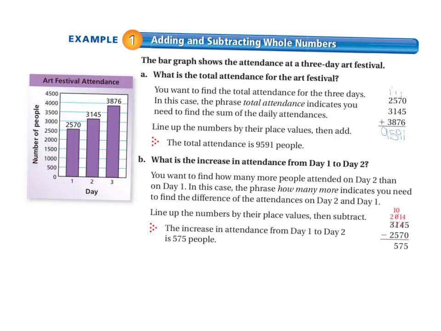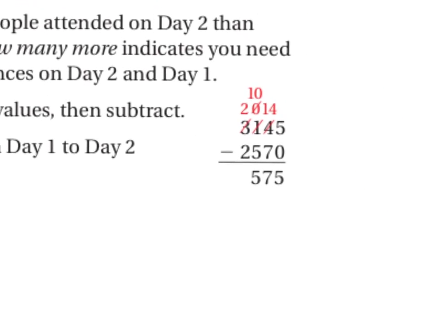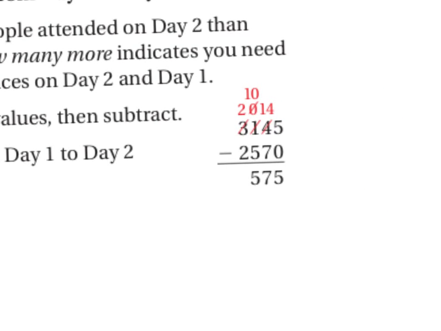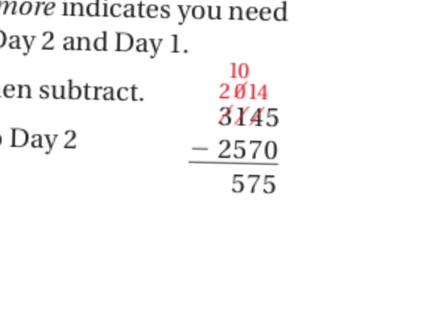With subtracting, it's a little bit different. It says, what is the increase in attendance from day 1 to day 2? Well, we want to figure out what the increase is, so what we need to do is take the bigger number minus the smaller number to find that. And you can see that that's what they did. They took 3,145 minus 2,570.